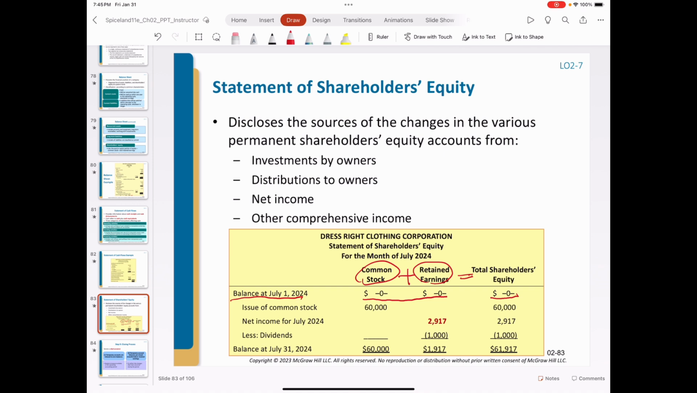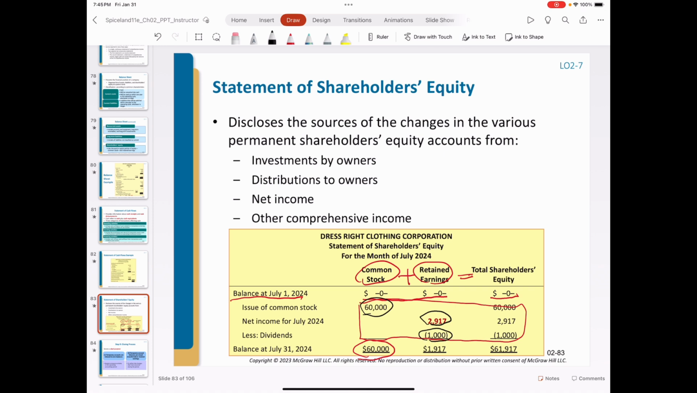That's the beginning. Then the next section here, which I circled, shows the changes. The company issued common stock of $60,000. The investors' claim increased by $60,000. So the common stock ending balance is $60,000. This is a change. And the retained earnings is the net income minus dividends.